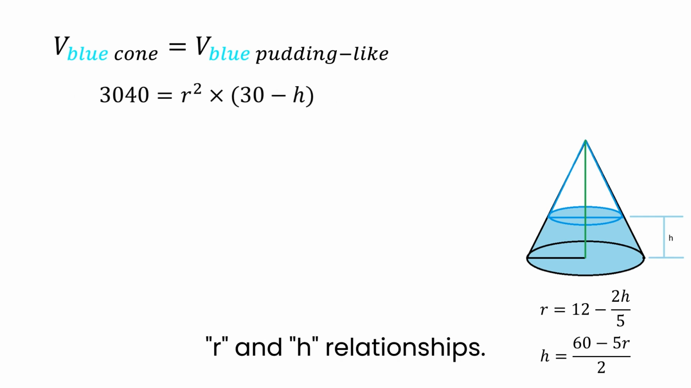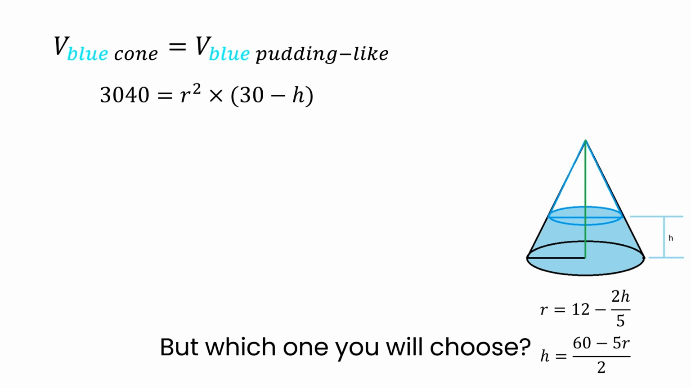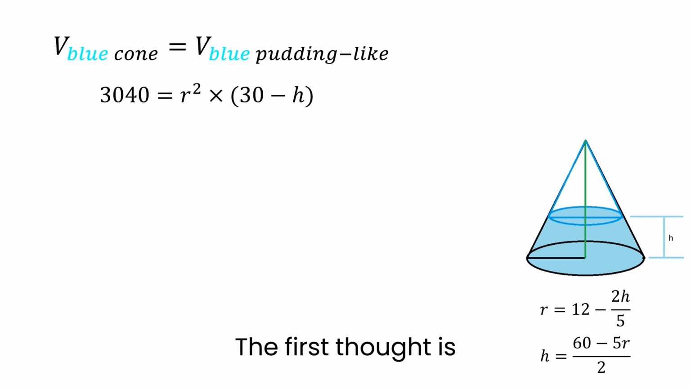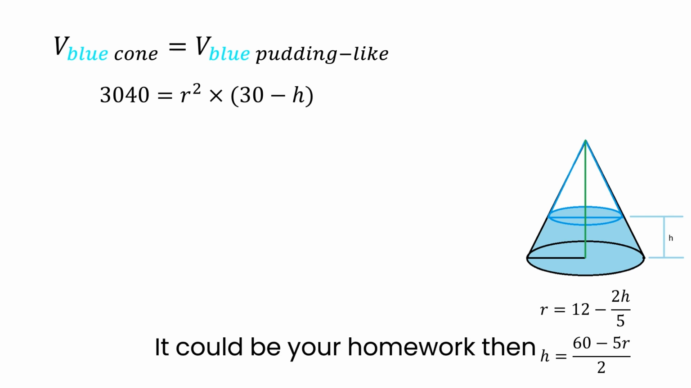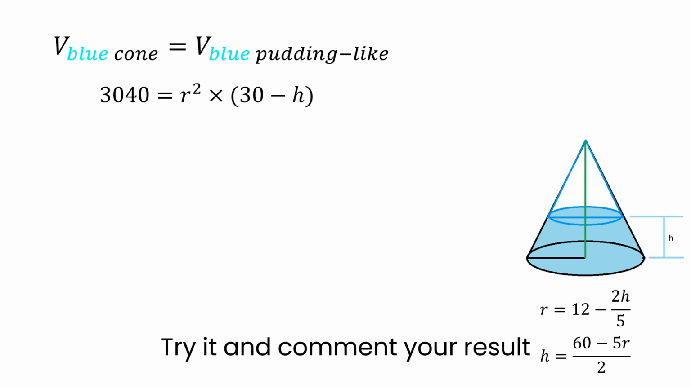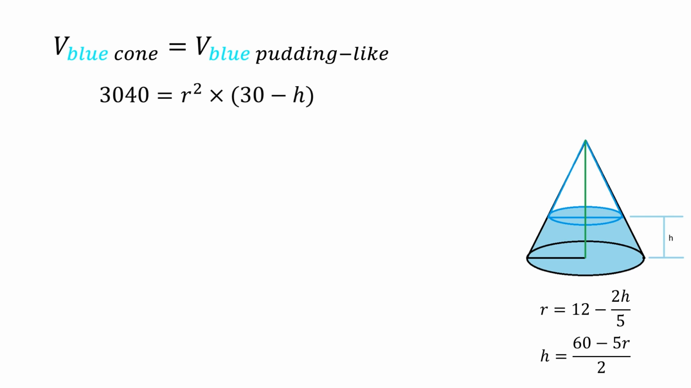Now we have the R and H relationships. We can try to substitute them. But which one will you choose? The first thought is that we want H, so we substitute R to get the H value. But it will be too complex. Don't believe me? Could be your homework then. Try it and comment your result.